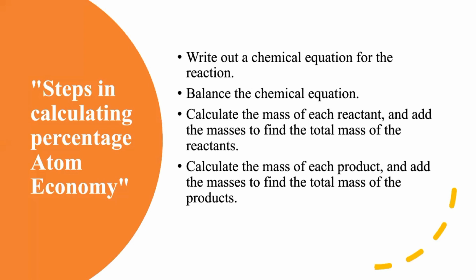There is a further explanation of how atom economy can be calculated. These are some steps of calculating atom economy. First of all, write out the chemical equation for the reaction, then balance the chemical equation. Calculate the mass of each reactant and add the masses to find the total mass of the reactants. Then calculate the mass of each product and add the masses to find the total mass of the products.